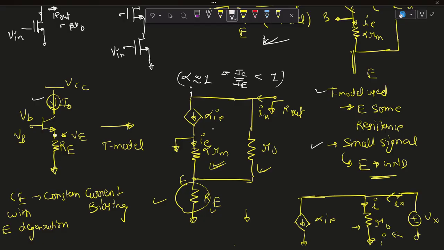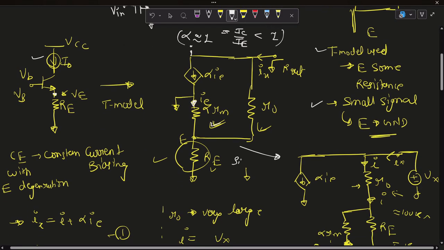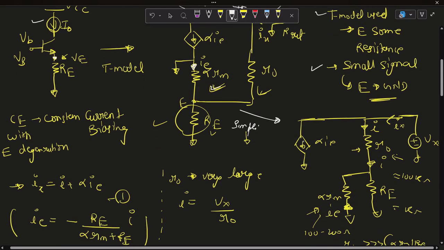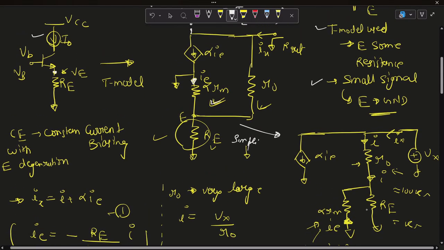So this is our alpha IE, and from the collector to the emitter, our current becomes IE, not alpha IE. This is our r pi. This is our output impedance R naught, and this is our connected resistance RE. So let's simplify this circuit. This is the simplified version. This is our current source alpha IE, this is R naught, and this is RE, which is connected like this, and this is r pi, which is connected like this.